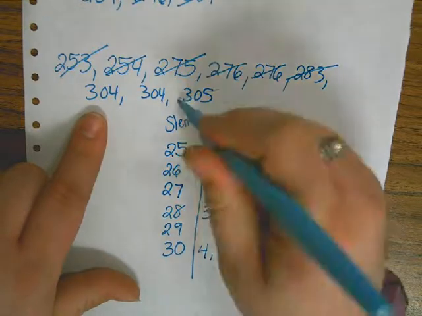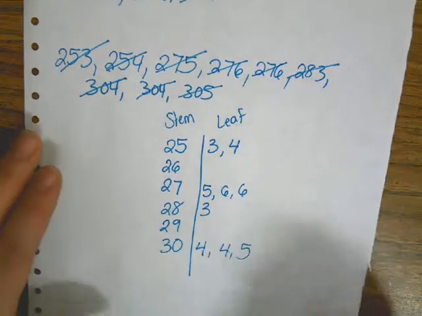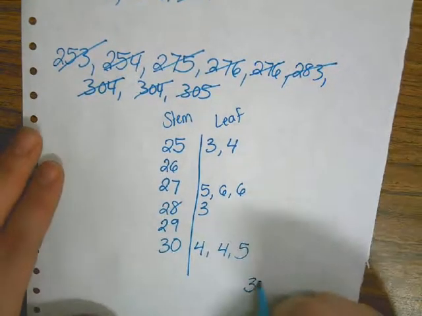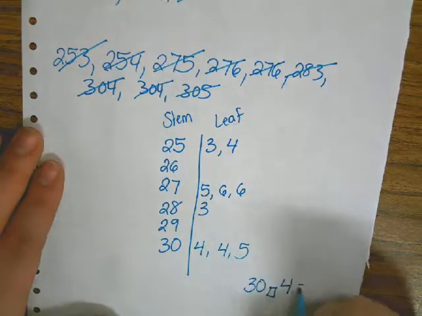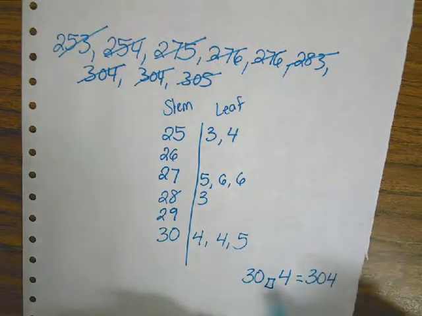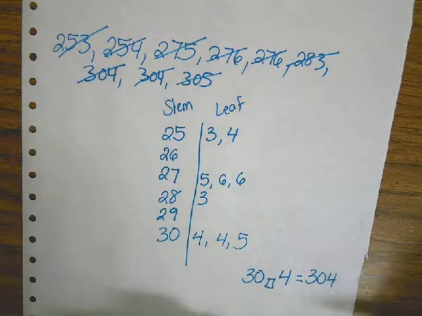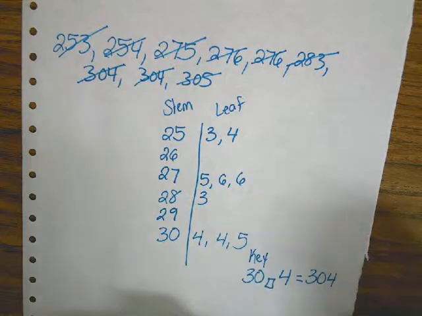Okay? So my key, I'm going to say 30, give it a box, 4, equals 304. 30 box 4 represents 304. It doesn't matter what number you pick for your key, as long as you show how it's breaking it apart. Okay? Questions on stem and leaf plot?